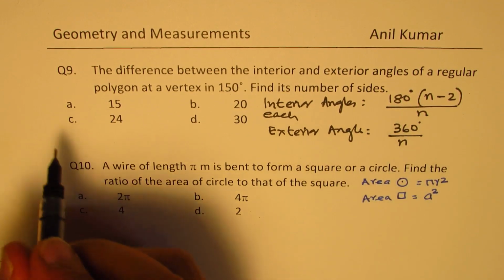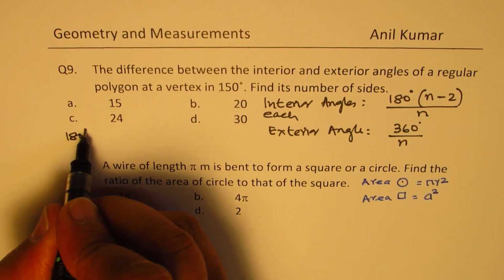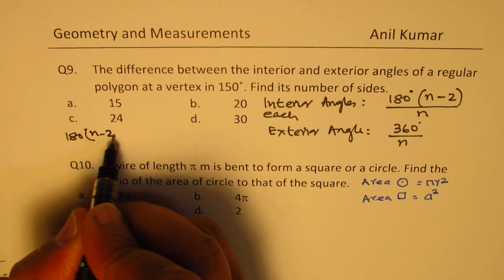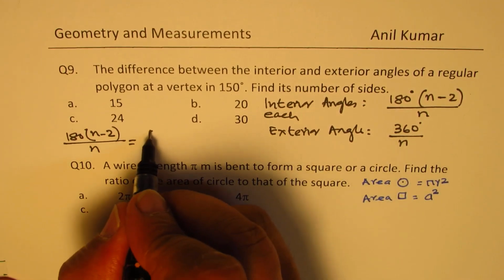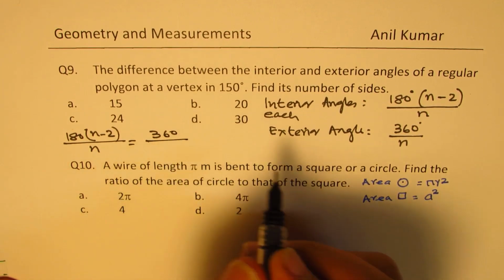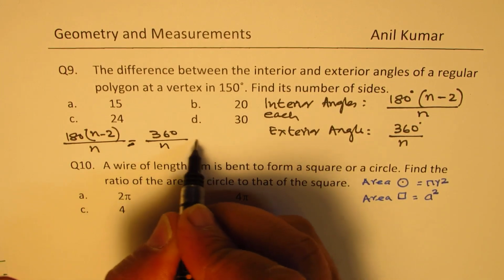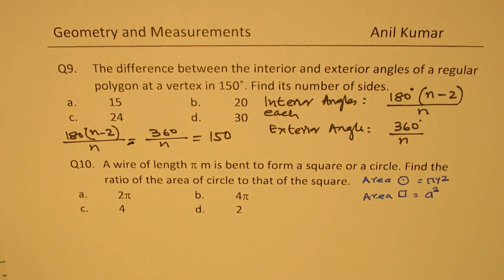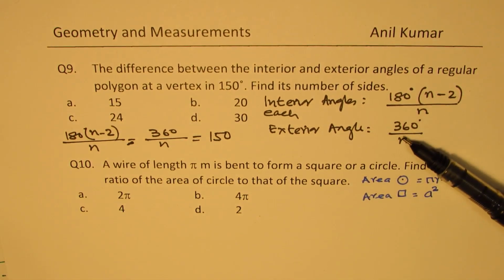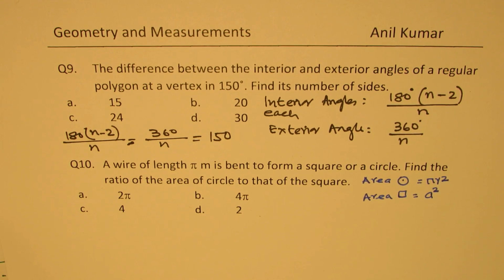So we get our equation, which is 180 times n minus 2 over n, minus 360 over n, equals 150. The difference is 150. Do you see that? So that is what we get. So the difference of these two is 150. So we need to solve this equation to get the answer. Is that clear to you? Right? So let us solve this.